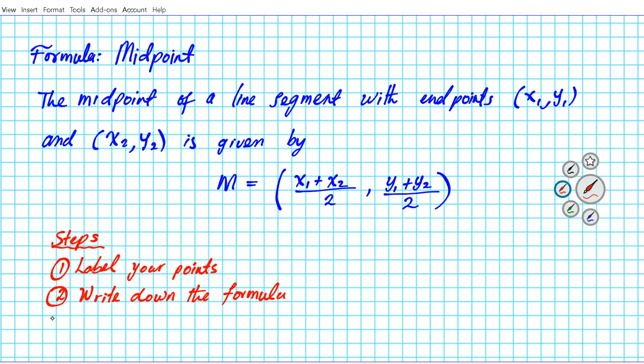So write down the formula, and then lastly you're just going to substitute. You're going to substitute what you labeled in 1 into 2, and you're going to simplify using the order of operations. Okay, substitute and simplify using PEMDAS. Please excuse my dear Aunt Sally. So these are the steps that we're going to be following in our presentation, and we'd like you to follow the same steps in the practice problems too.